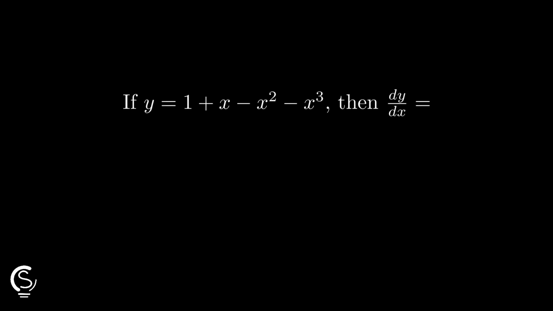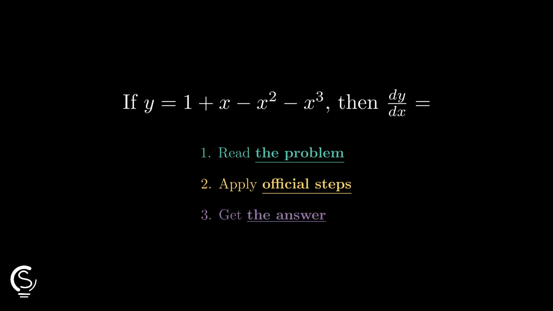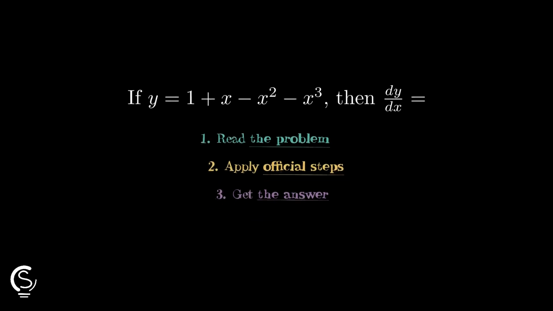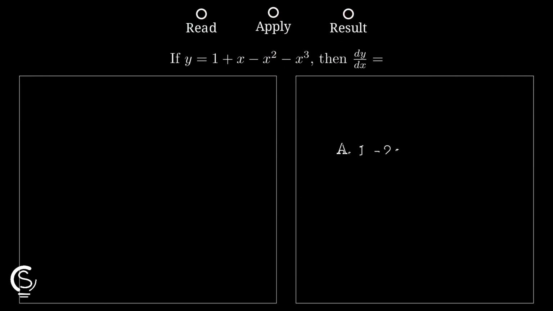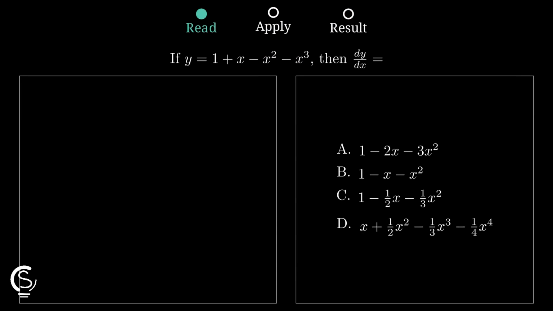Calculus doesn't have to be scary when you break it down into simple steps. Let's find the derivative of this polynomial together right now. Start by looking at each term individually because the derivative of a sum is just the sum of the derivatives. The constant one simply disappears and becomes 0 when we differentiate.